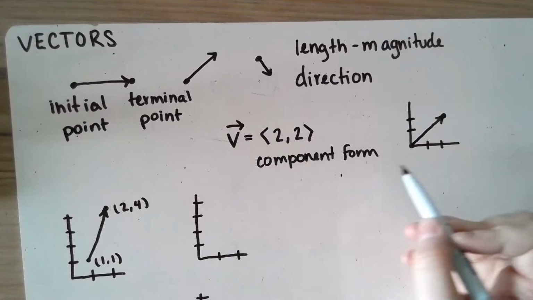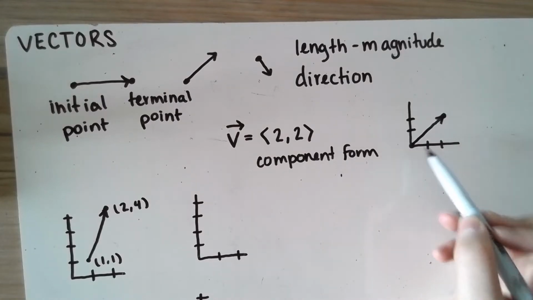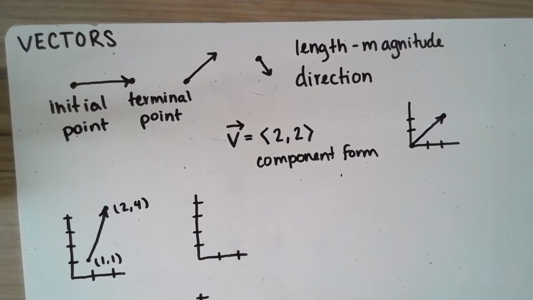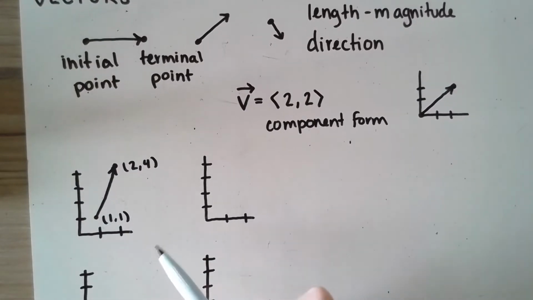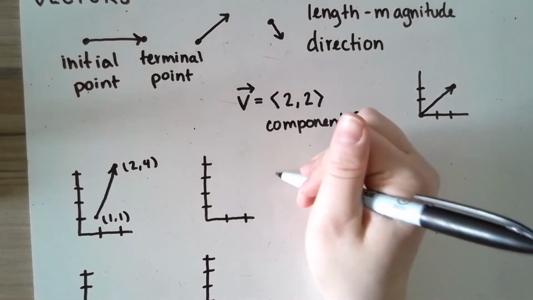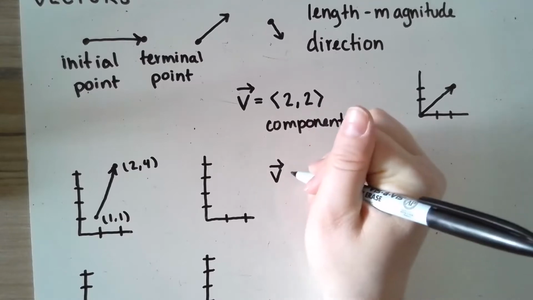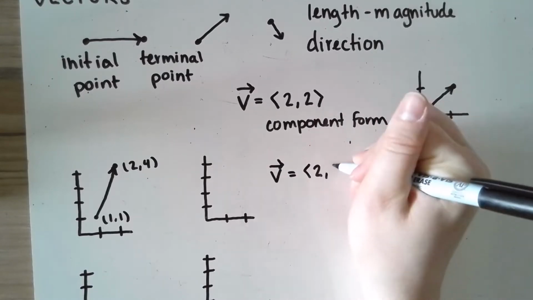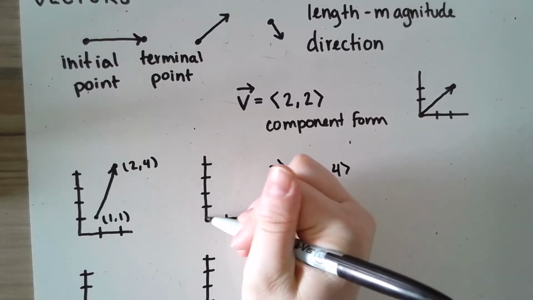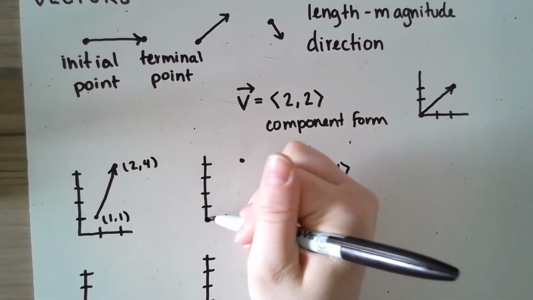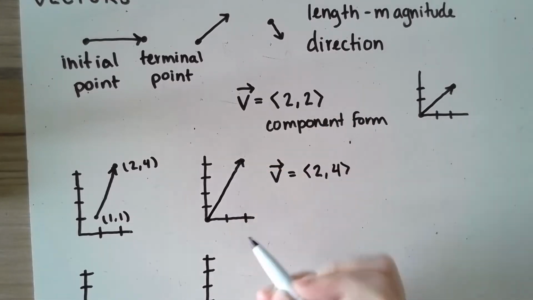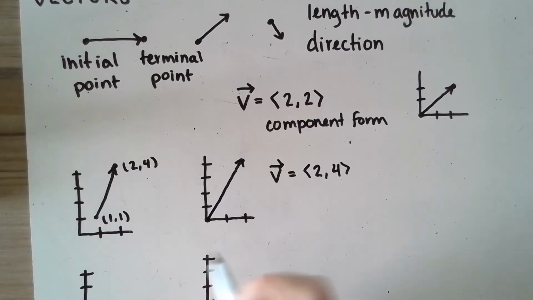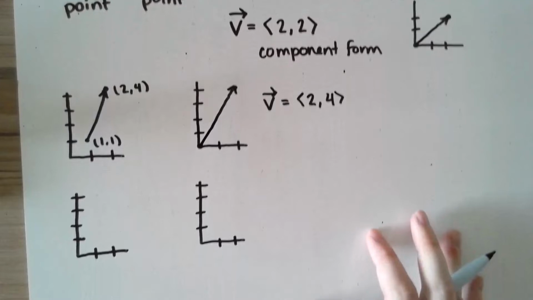Not all vectors are going to be in this component form where they start at (0, 0). Sometimes they'll start somewhere else, like at (1, 1). So we have this vector here that goes from (1, 1) to (2, 4), and we want to put it in component form. If we just said that this vector was <2, 4>, then what we'd be saying is that it starts at (0, 0) and ends at (2, 4). And obviously these vectors are not the same. So we have to do something to our vector to make it so that it starts at (0, 0) so we can put it in component form.